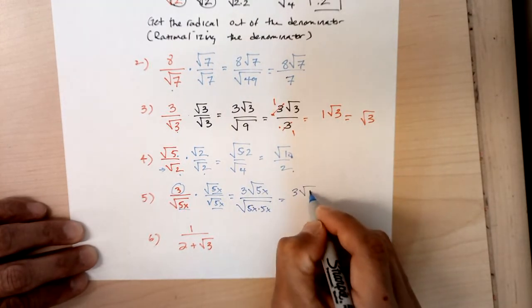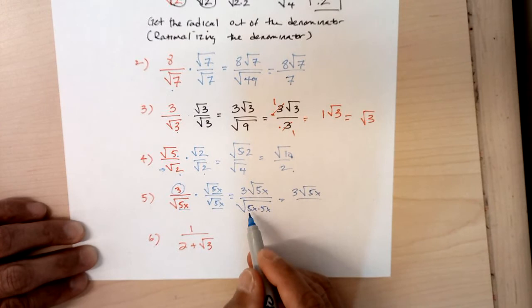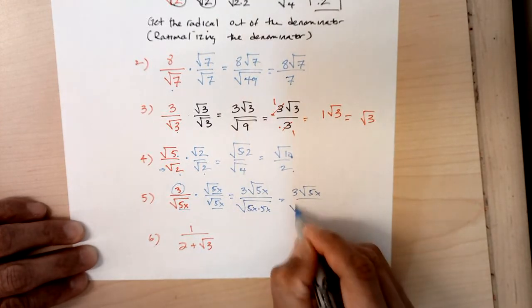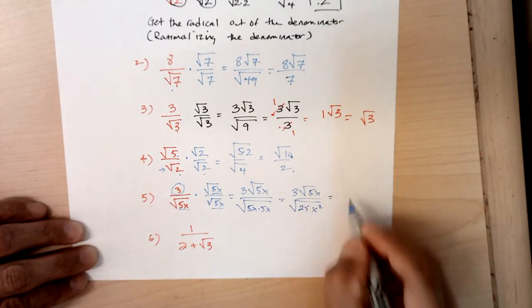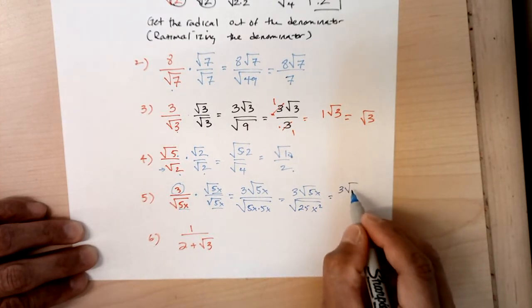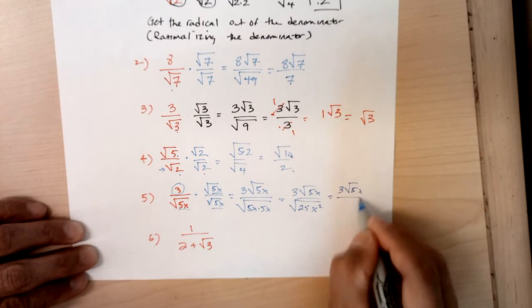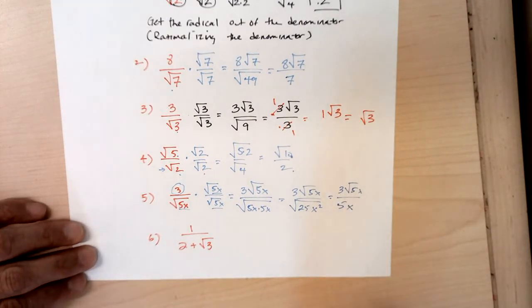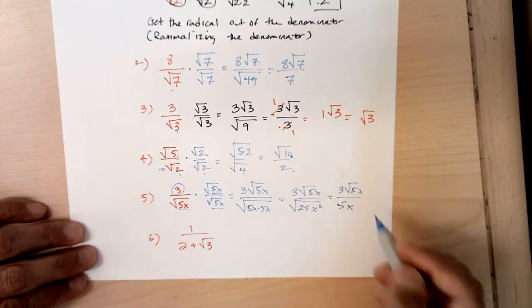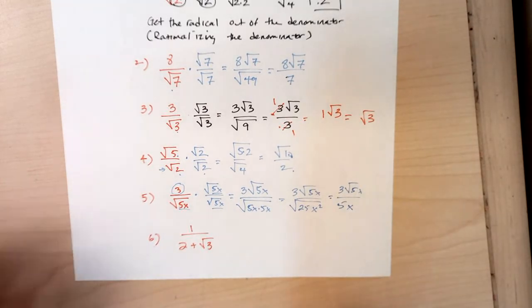So in the numerator, we still have 3 square root of 5x. And in the denominator, we can multiply the 5's together, 25, and we can multiply the x's together, x squared. And then we could simplify what's in the denominator. The square root of 25 is 5. The square root of x squared is just x. And this is simplified. The radical is out of the denominator.